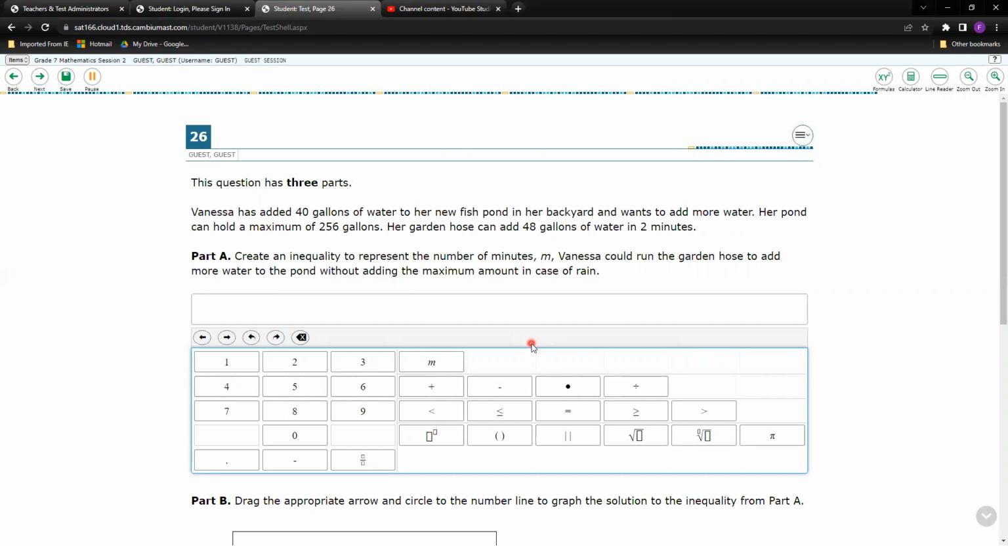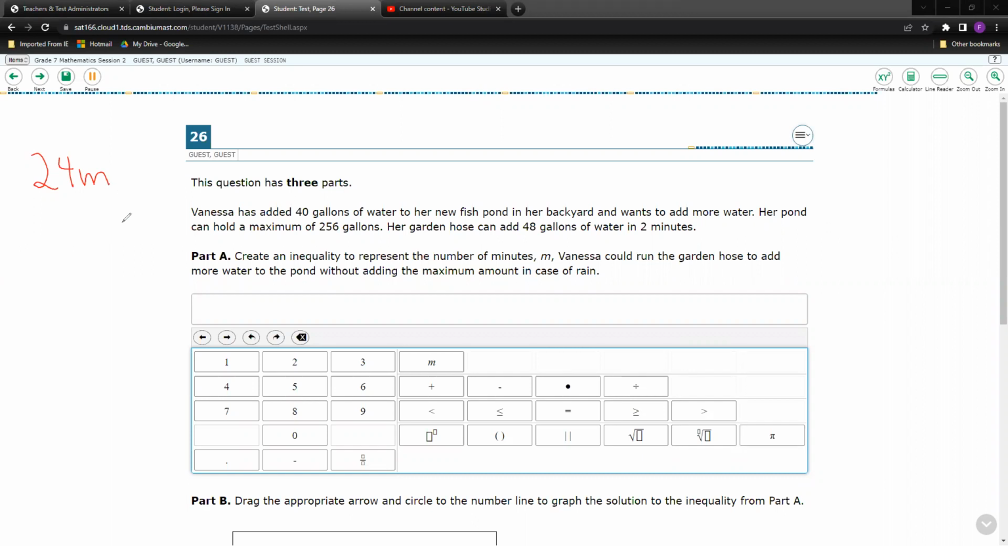This question has 3 parts. No worries. We're only gonna do one at a time anyway. Vanessa has added 40 gallons of water to her new fish pond in her backyard and wants to add more water, and it can hold a maximum of 256. Her garden hose can add 48 gallons of water in 2 minutes. Careful here. I need to know how many in 1 minute. So if it's 48 in 2 minutes, that means it's going to be 24, half of 48. 24 every minute, that will give you 48 every 2 minutes.